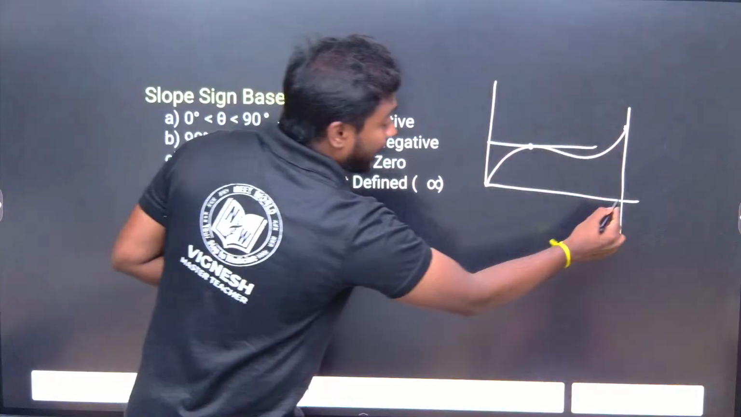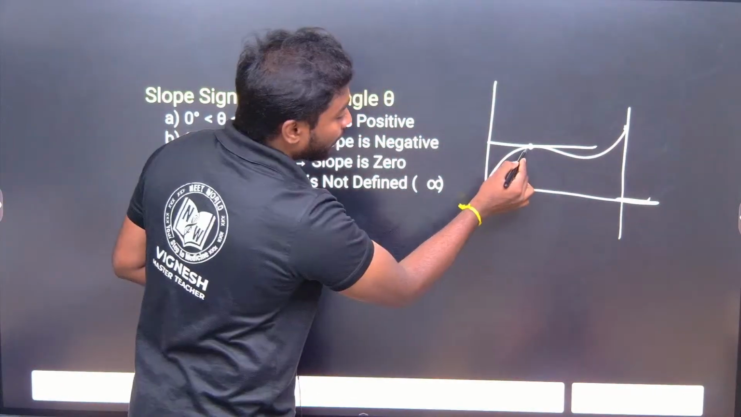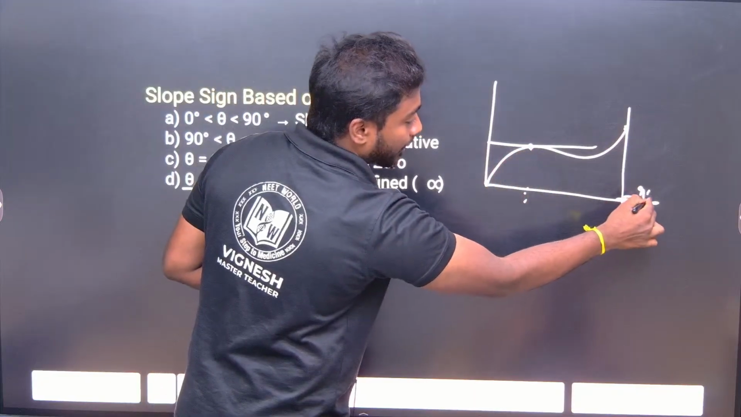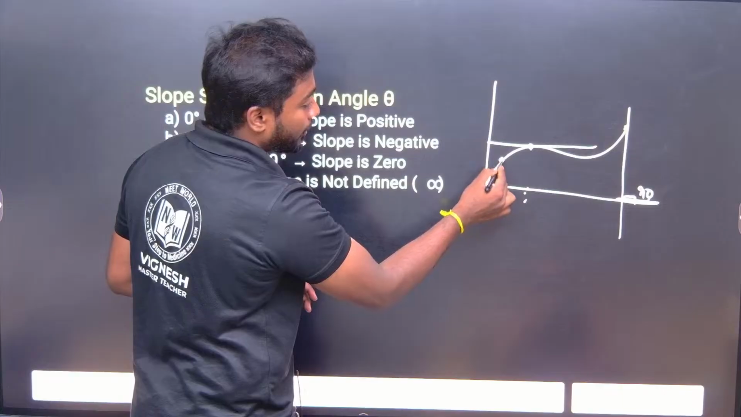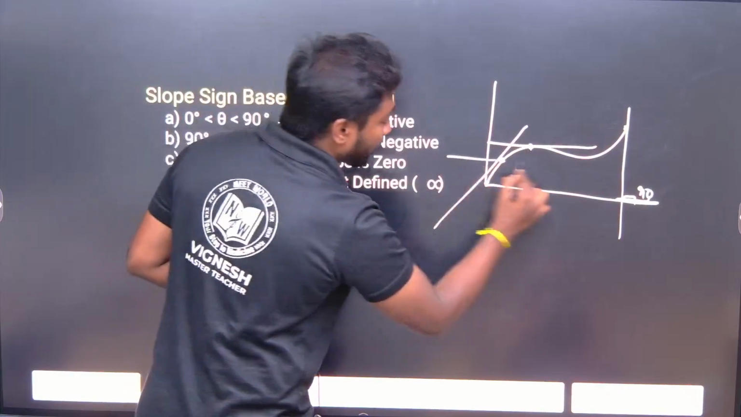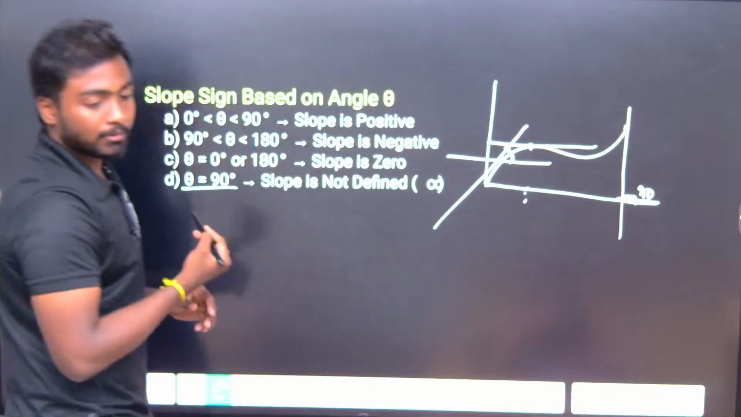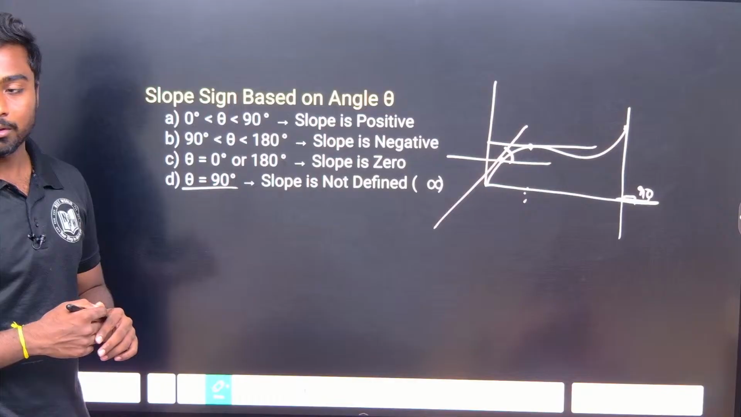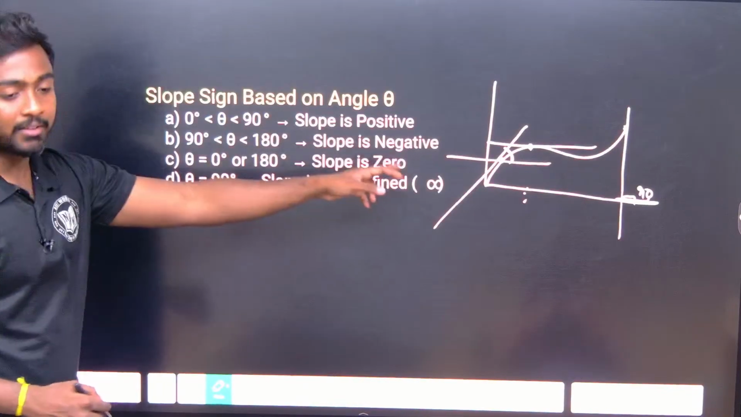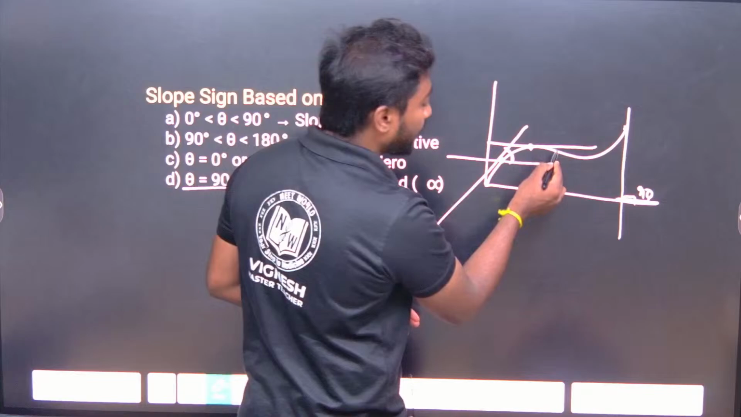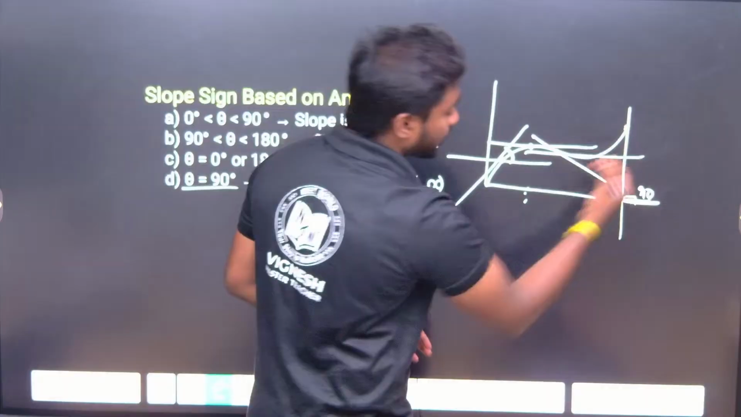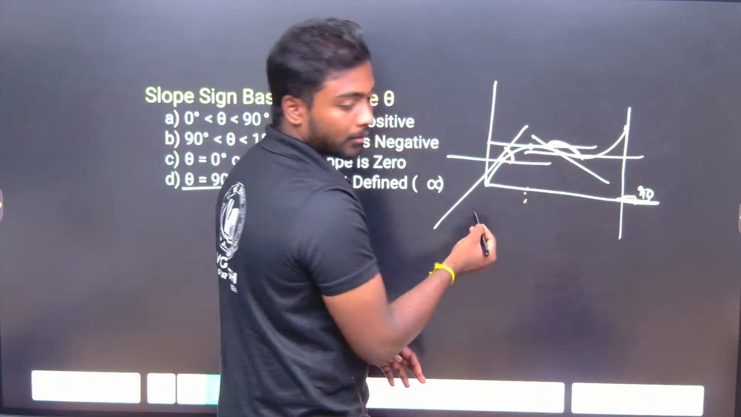We should see this angle with respect to the x-axis. Here the angle is 0, and here it is 90 degrees. So if I take a point here, draw the tangent, and the angle is less than 90, acute, then it is positive. If I draw a tangent like this, the angle is greater than 90, obtuse, which is negative.